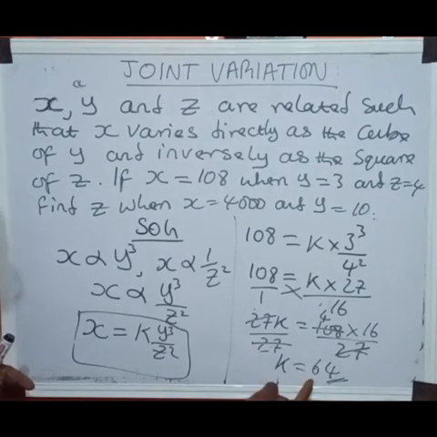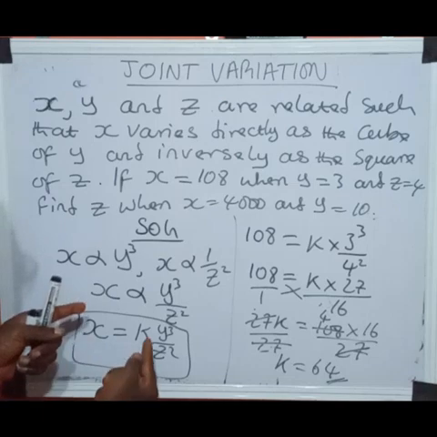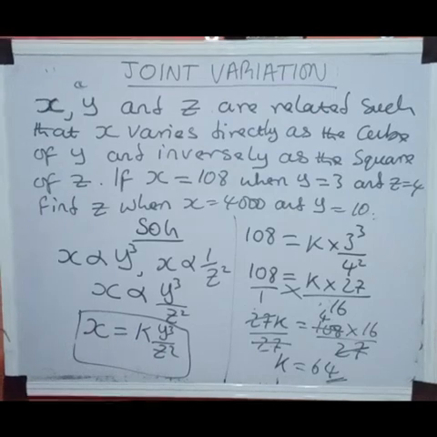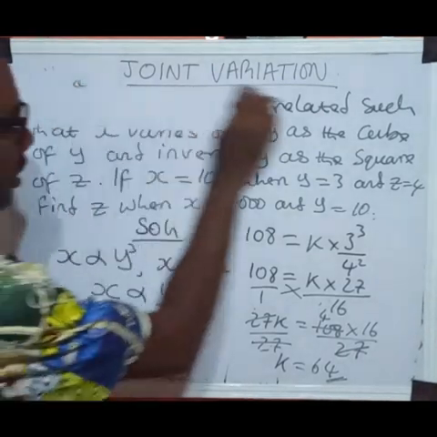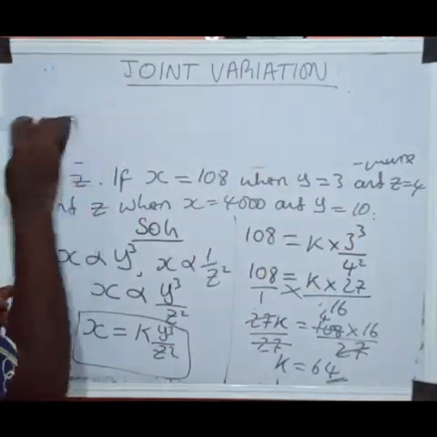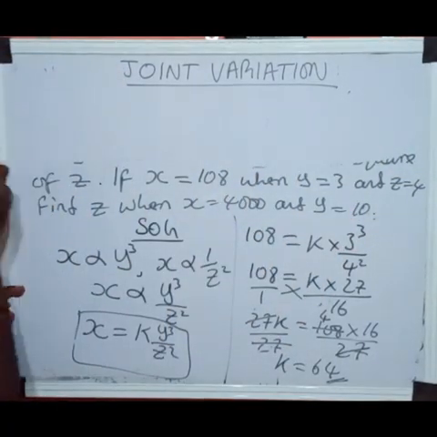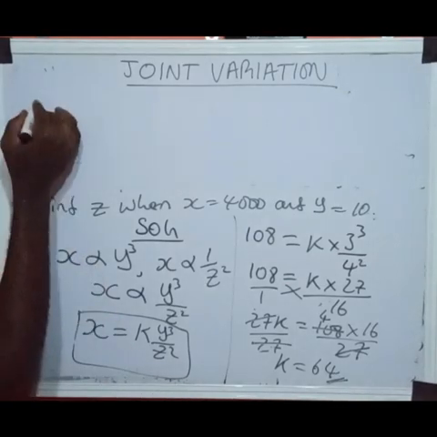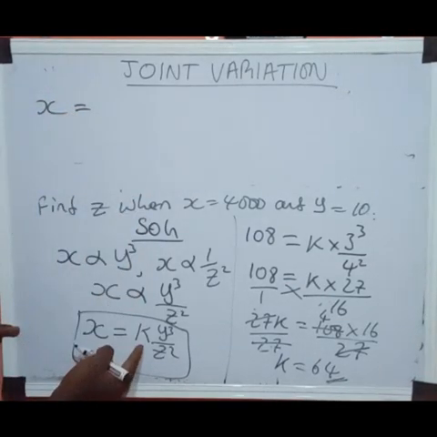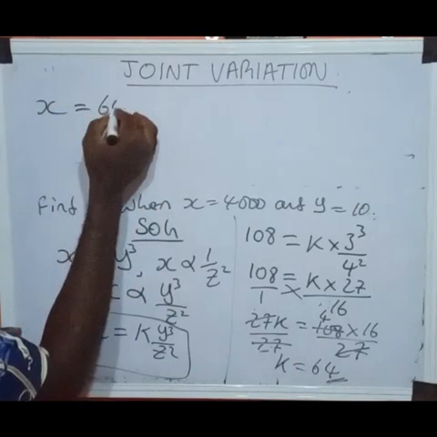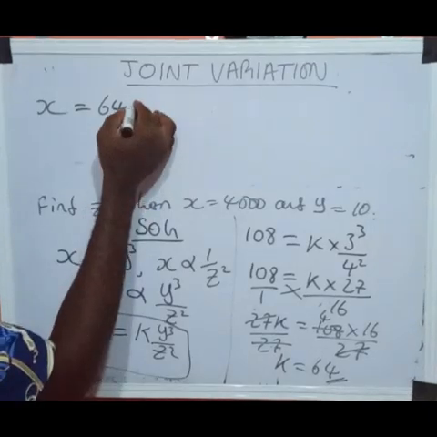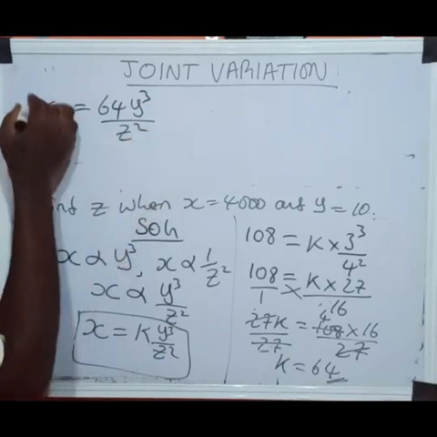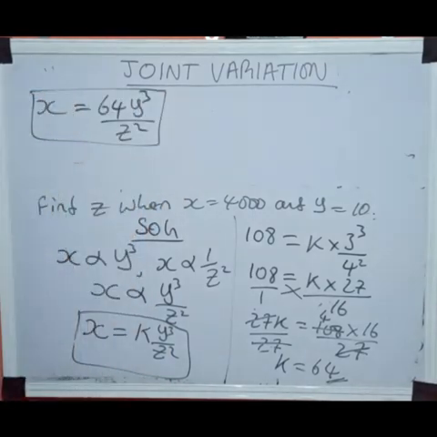Then what do we do? We substitute here to get the equation connecting x, y, and z. So that's what we are going to do. We substitute to get the equation connecting x, y, and z. I'm going to clean this part of the board so that we'll do that here. So we have x equals k, which is 64, we have 64 y cube all over z squared. So this is the equation now connecting x, y, and z.